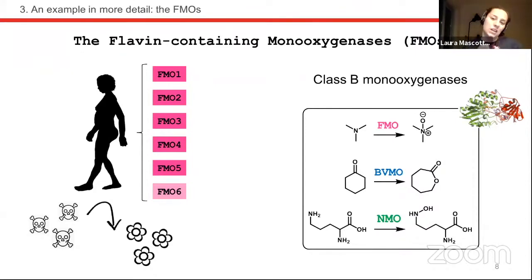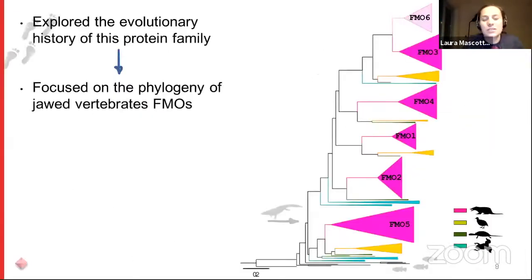So our approach was that maybe if we include evolutionary history in understanding this protein family, we can get more information on the biochemistry and structure of this protein. So our first step was to explore the evolutionary history of the whole protein family. And with this, I mean we studied how these enzymes evolve in all organisms, bacteria, archaea, and eukarya. And then we focused specifically on the animal FMOs because, of course, our interest was the human FMOs.